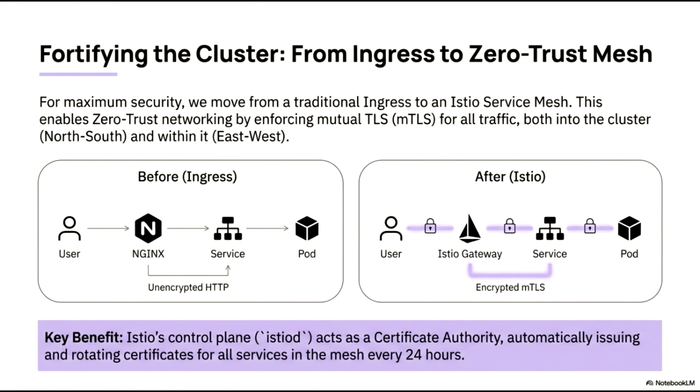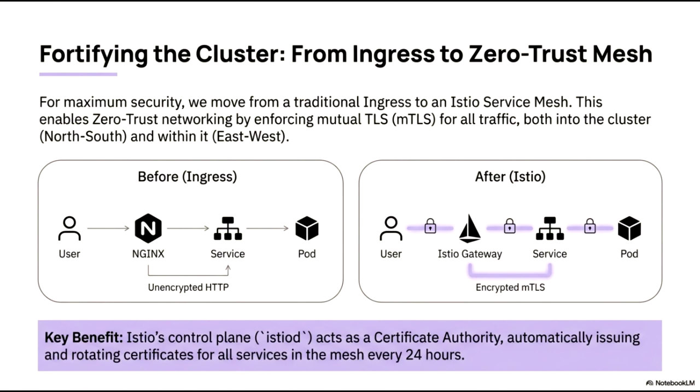To achieve maximum security within our cluster, we are moving from a traditional ingress model to an Istio service mesh. In the before architecture on the left, a standard Nginx ingress manages external traffic, but internal communication between services and pods often relies on unencrypted HTTP. This creates a vulnerability where the internal network is trusted implicitly once the perimeter is crossed.